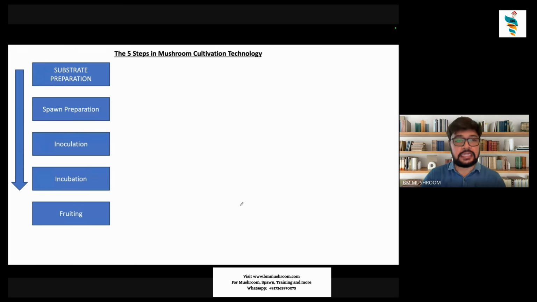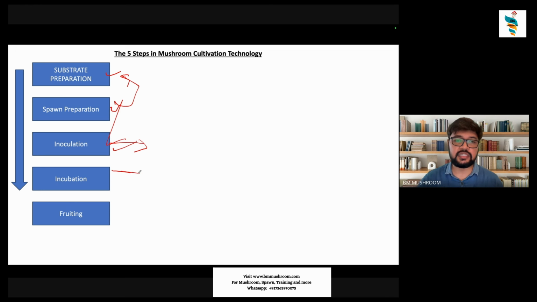And when we are trying to cultivate, there are mainly five steps in its cultivation. One is substrate preparation. We have to prepare our substrate. Either we have to cut it into small pieces, clean it, sterilize it, and make it suitable for further growing. It should not have any pathogen or any other microbes, bacteria, or competitor in it. Spawn preparation: either we can prepare spawn or purchase our spawn from a reputed lab. Then we can inoculate. Inoculation is nothing but adding the spawn into the substrate.